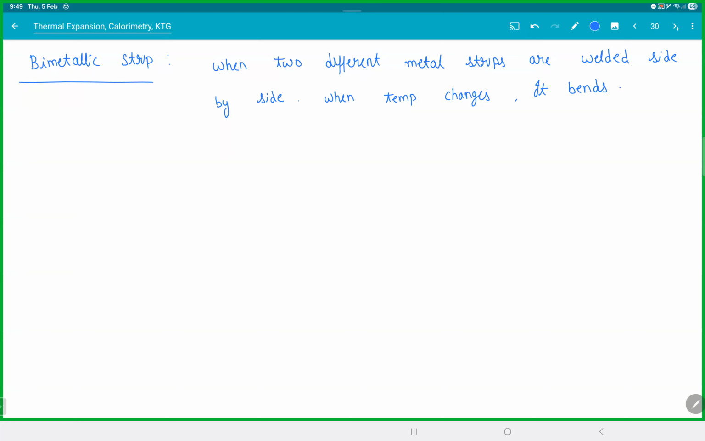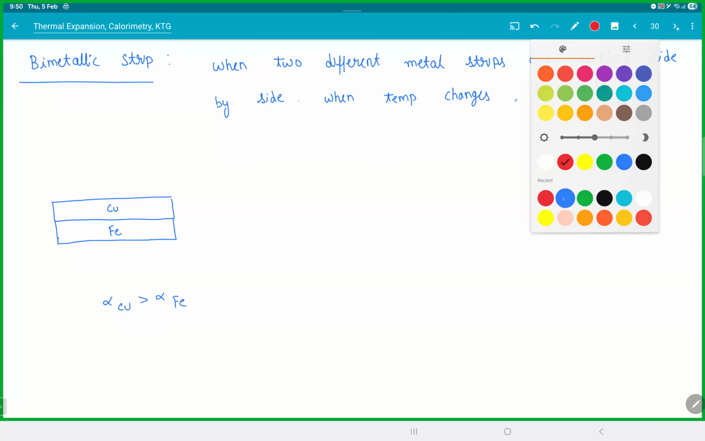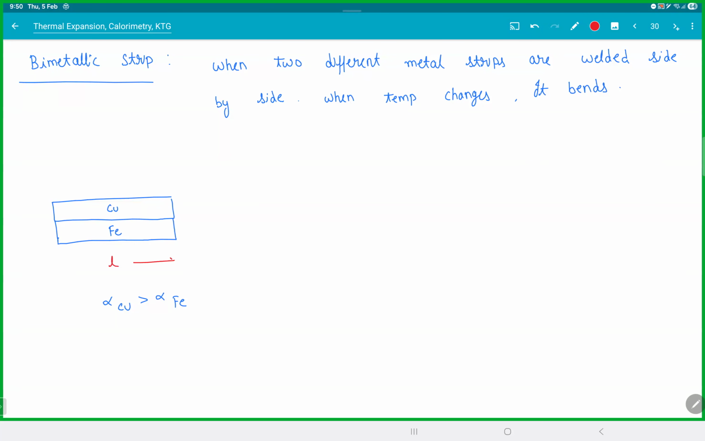So, how is this working? See, let's say we take two strips here. Let's say one is copper and one is steel. Generally, copper expands more than steel. Alpha copper is greater than alpha steel. Let the length of the rod be L. Let the thickness be D. Right? Now, what you did, you welded them. So all these joints, you welded them.